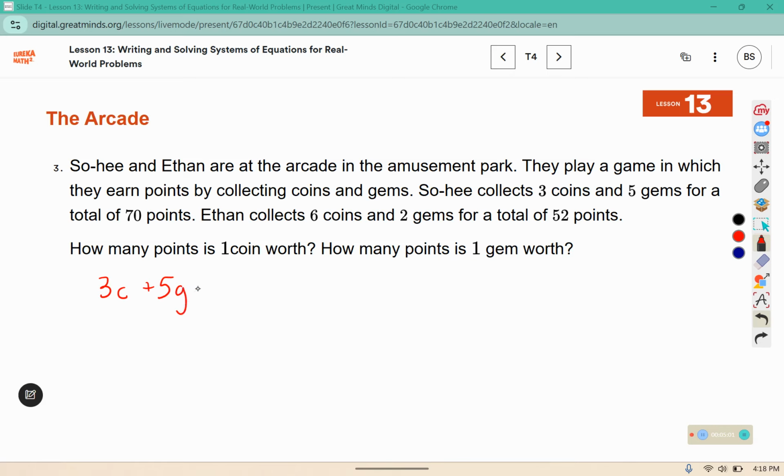But for the elimination method, we want it to be opposites. So I want it to be negative 6. So 3 times negative 2 would give me negative 6. Negative 2 times 5 is negative 10. And negative 2 times 70 is negative 140.